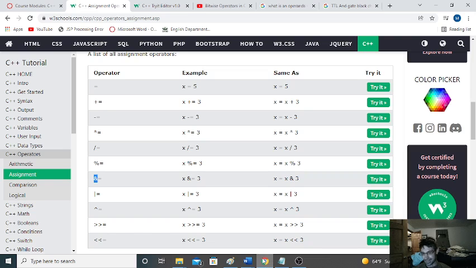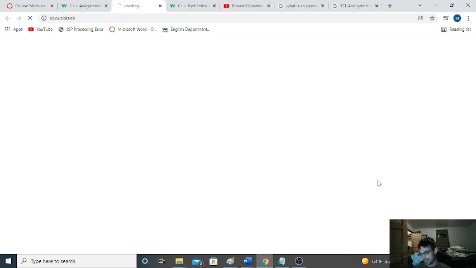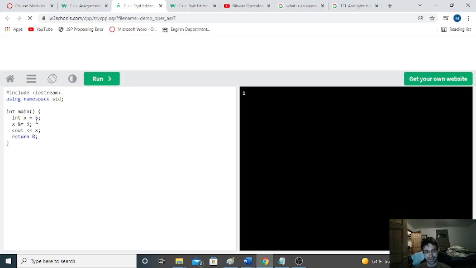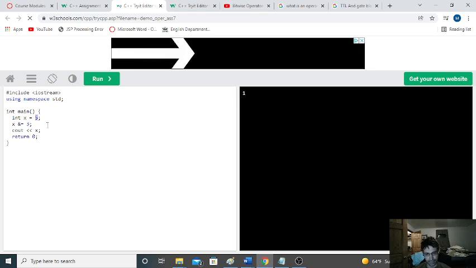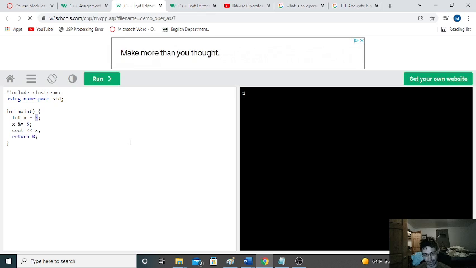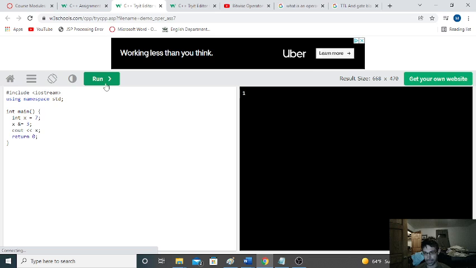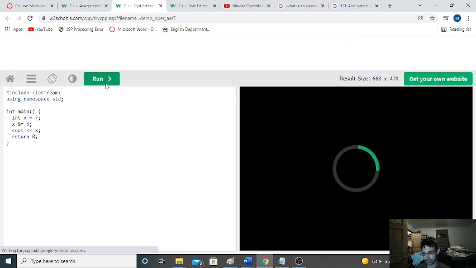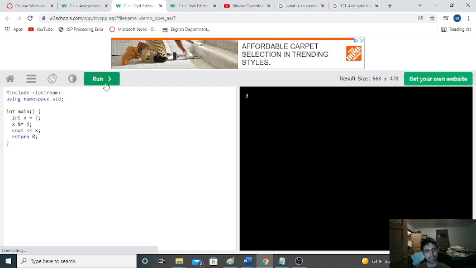So let's go to the try it. How does a 5 and a 3 give you a 1? What happens if we change this 5 to, let's just say, a 7? We get a 3. How is this possible? What kind of math are they doing to make this happen?